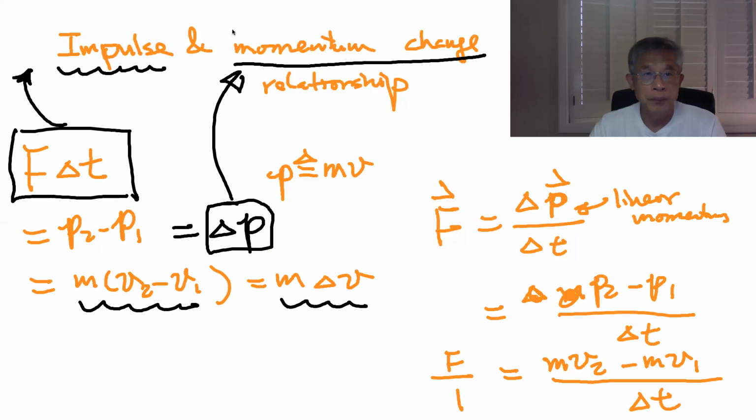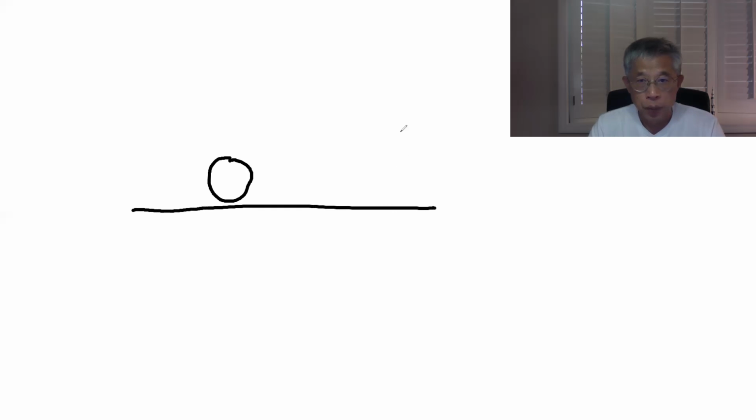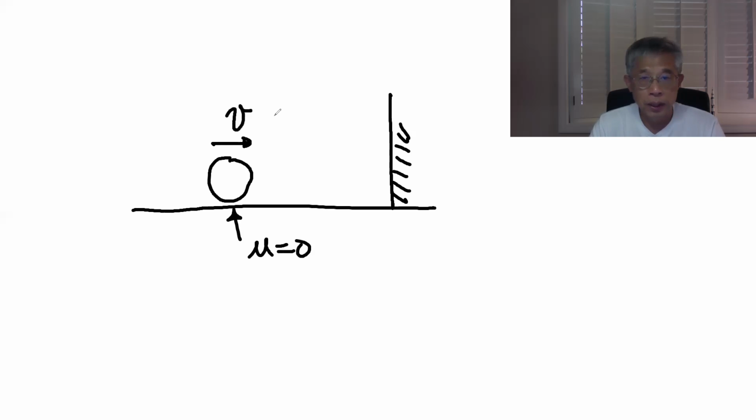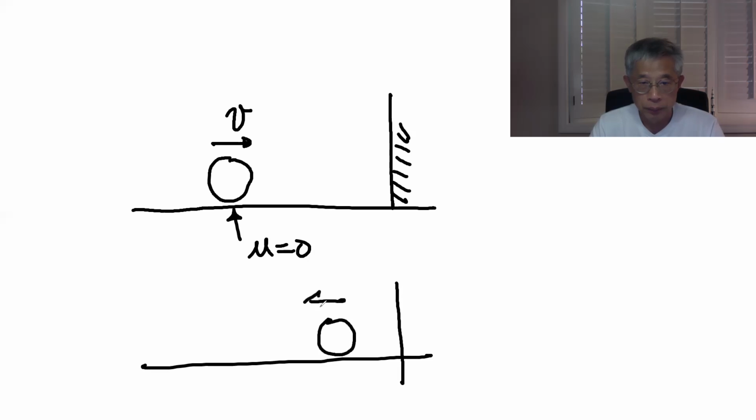I'm going to clear that. Now, a simple example says the following. If I have a ball, let's say I roll it toward this wall here, and there's no friction here. This velocity is equal to v, going this way. And then when it bounces back later, it comes back with a velocity going this way, and that's called v prime.